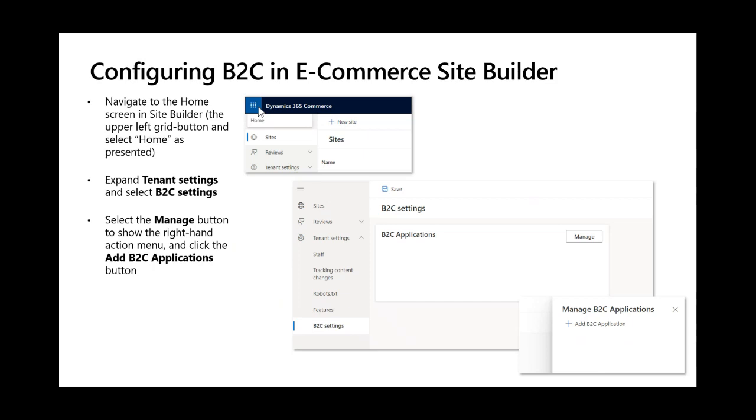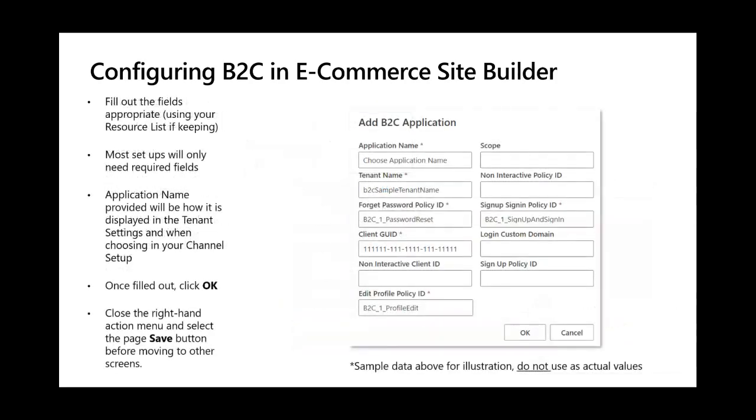Underneath, you'll see the B2C settings, and here's where we'll set up our application. So click Manage under the B2C application section. And again, you'll see an action menu come from the right and pop up with a window to add your application information that we've collected. Fill these fields out appropriately with the data we have. Now, application name is a name you can choose, and you'll reference it when you do the channel binding in the next step. So it's for your reference within Site Builder.